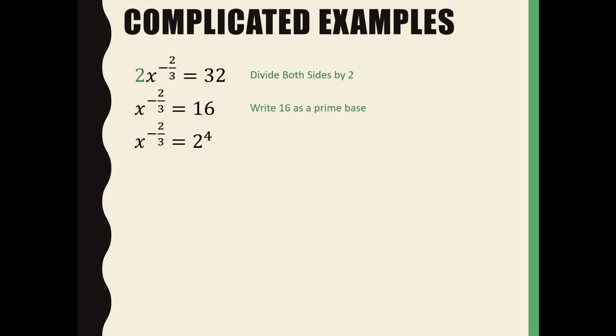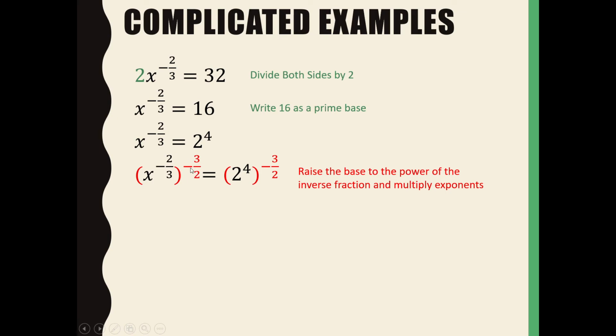Now again, my bases are different, so I can't drop them, so I need to do something to my exponents. There's my fraction, 2 over 3. Well, negative 2 over 3. So my inverse will be negative 3 over 2. So I'm going to raise both of these to the power of -3/2, and then I'm going to have to multiply my exponents. If I multiply -2/3 by -3/2, I'm just going to get positive 1. So I'm going to have x to the power of 1. And here, if I multiply 4 times -3/2, you're going to get -6.